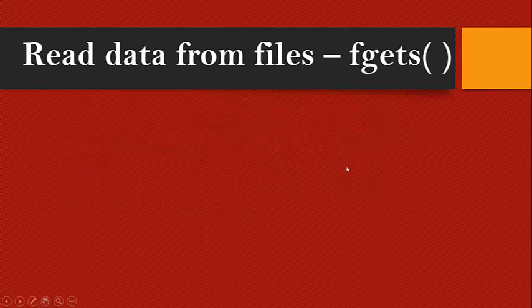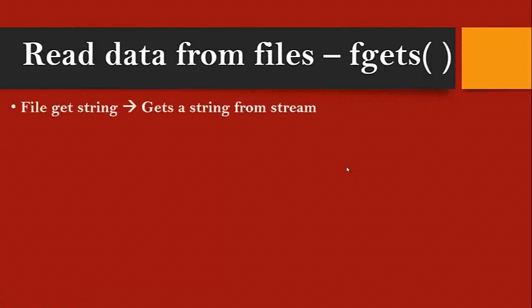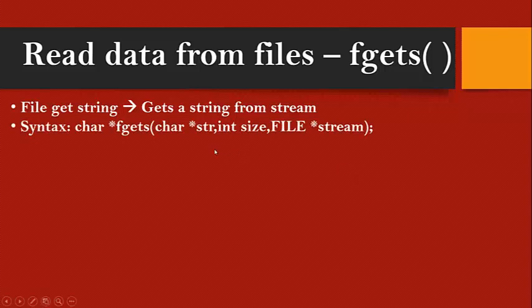Next we are going to see the function fgets. fgets stands for file get string. This function is trying to get a string from a stream that has been specified by the user. If you see the syntax, it is of a character data type. The function fgets is in the form of a character data type, so the return type of this function is a character, basically a character array.